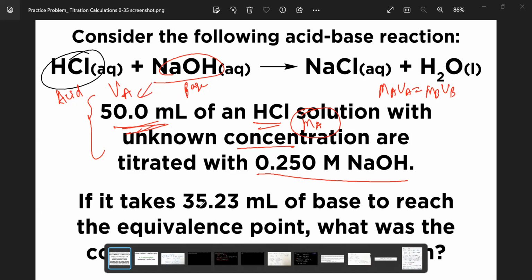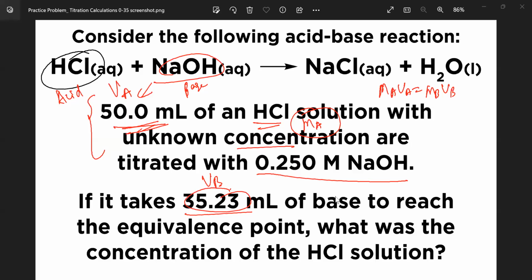This is the volume of A. Now they have also given you the volume of base. Okay, they have given the volume of base as 35.23 ml, right? And accordingly, if you read the question properly, they have also given you the molarity of base, which is nothing but 0.25 M. So you have to mark this value as well. Here your 0.25 M is nothing but the molarity of base. So if you see all the parameters here, we know Va, we know Mb, we know Vb, and we have to calculate Ma.